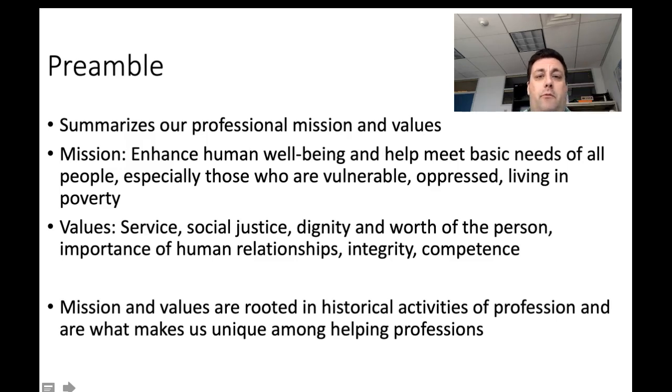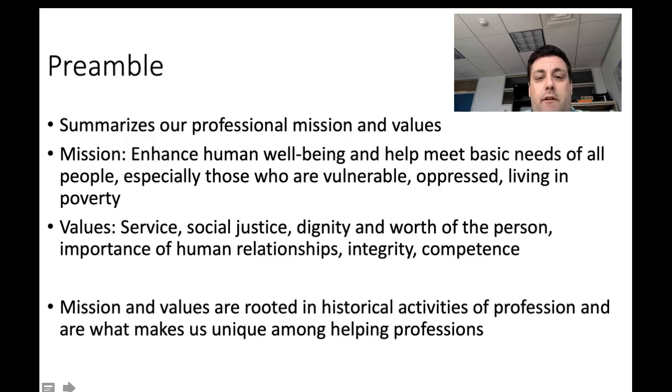The preamble also summarizes our values, and those values are the 6 things I have listed here: service, social justice, dignity and worth of the person, importance of human relationships, integrity, and competence. We're going to come back to those values in a couple of sections. The mission and values are rooted in the historical activities of our profession, and they're really what make us unique among all helping professions.